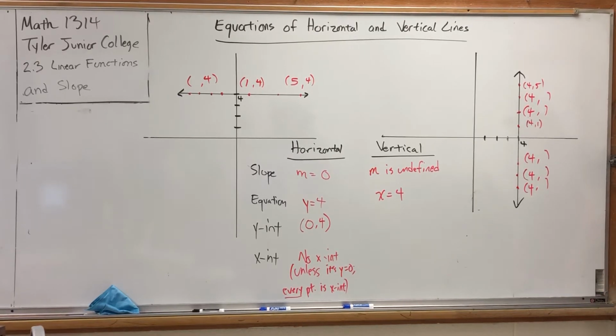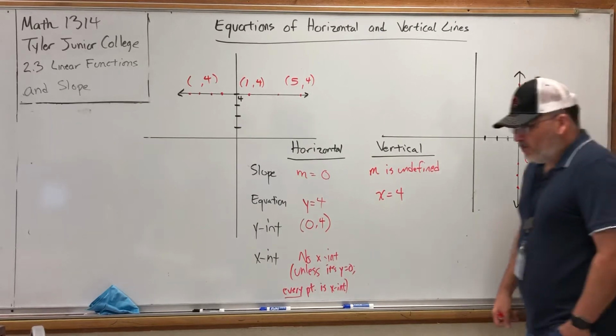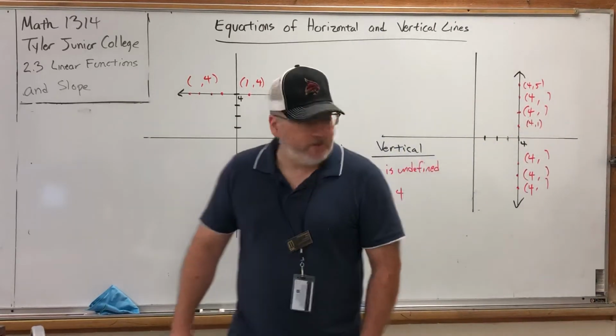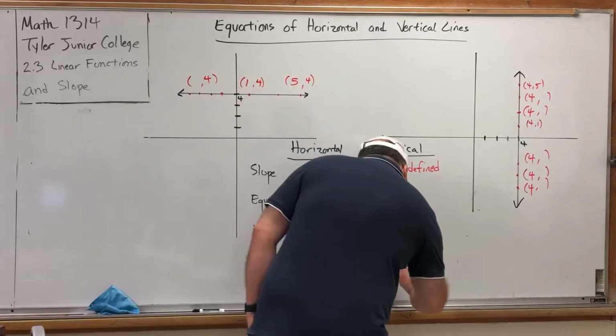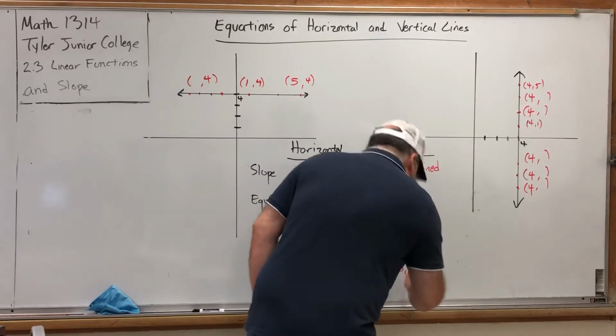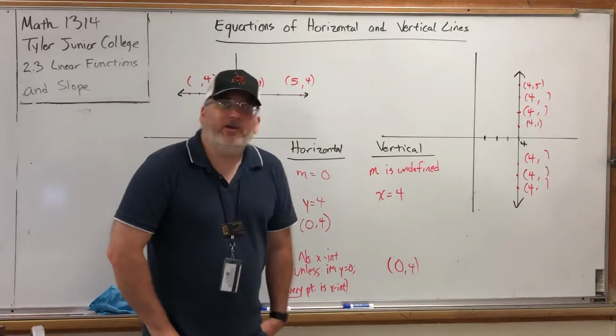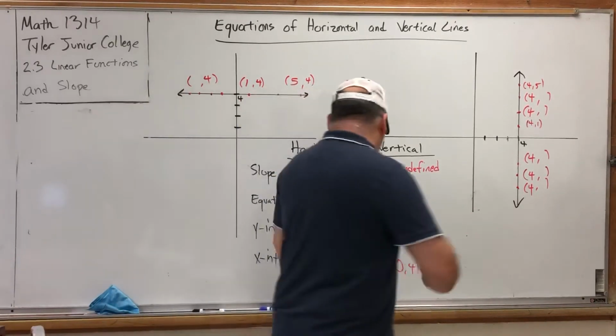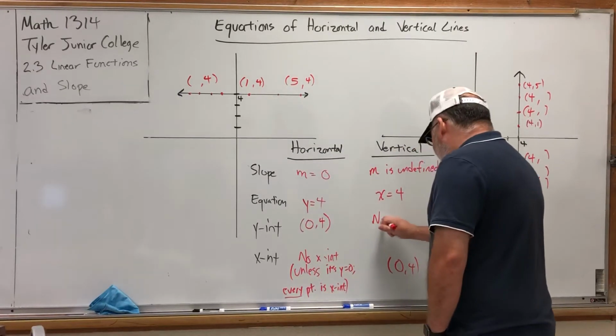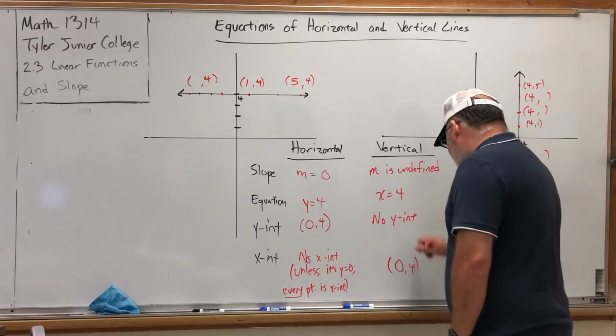The discussion about the intercepts is just the same as it was before, except completely reversed. This vertical line does have an x-intercept, it's at (4, 0). But being a vertical line, it's parallel to the y-axis, and therefore does not have a y-intercept.